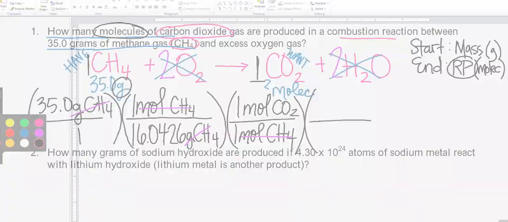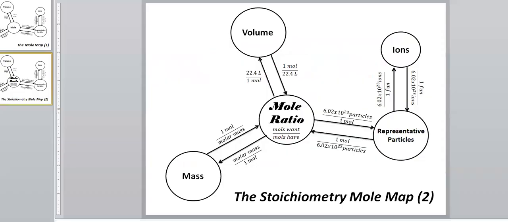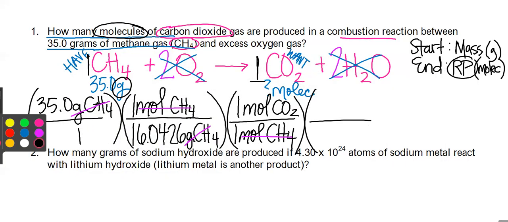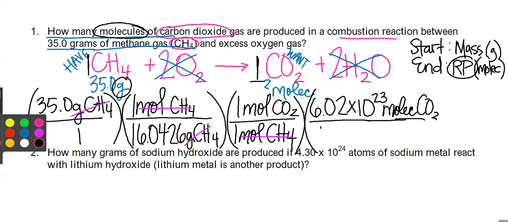So to go to the RP circle, we are going to use the Avogadro number, 6.02 times 10 to the 23rd. We haven't used that in a while. So in the numerator, because that's what the arrow said, 6.02 times 10 to the 23rd. Remember that it says particles there, but we put the particles we're talking about in the problem. And those particles are molecules. So I'm going to label that molecule of CO2. And then in the denominator, it'll be 1 mole of CO2.